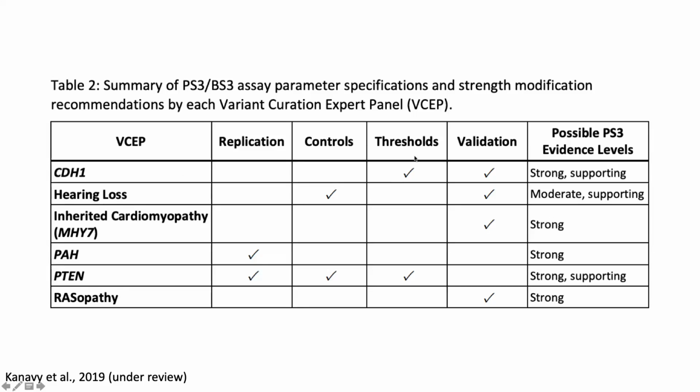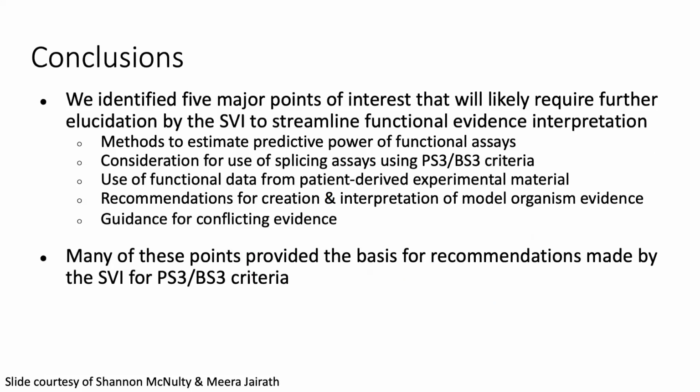You can see that there is some difference in what the different groups consider to be important and even what level of strength they assigned those evidence codes. Overall, I want to share some of the big conclusions of this analysis that were useful in developing the recommendations of the SVI. We found that VCEPs varied significantly in how they defined which assays were well established and which parameters were considered important, and ultimately how they applied those specifications.